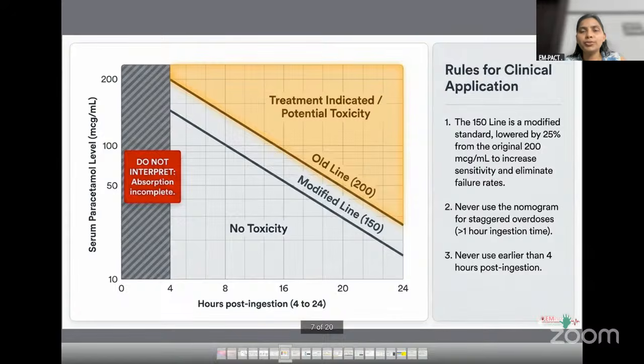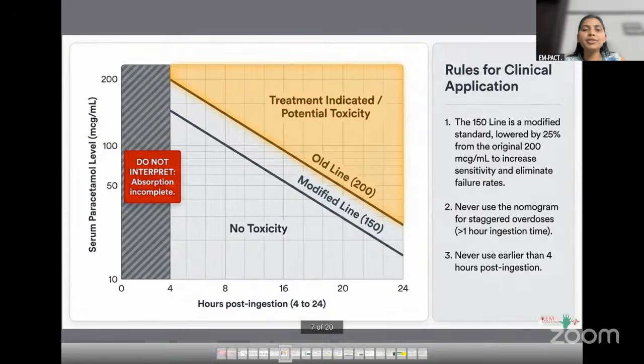And how will you use this graph? After getting the serum paracetamol level, you will plot that value on this graph. And if that point is coming below the treatment line, that means it is not that toxic. So no need to give the NAC therapy. And if that point is coming above the treatment line, that means it is toxic. It is above the threshold level. That patient requires the NAC therapy immediately. Okay.